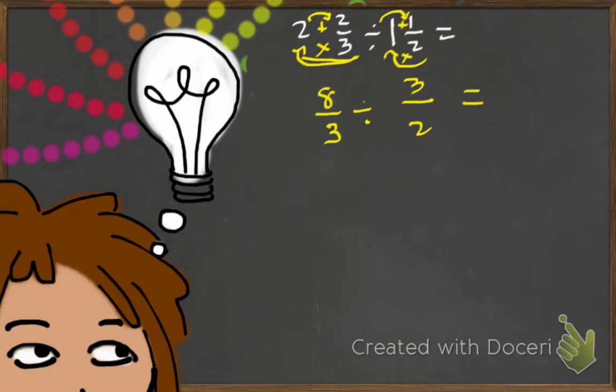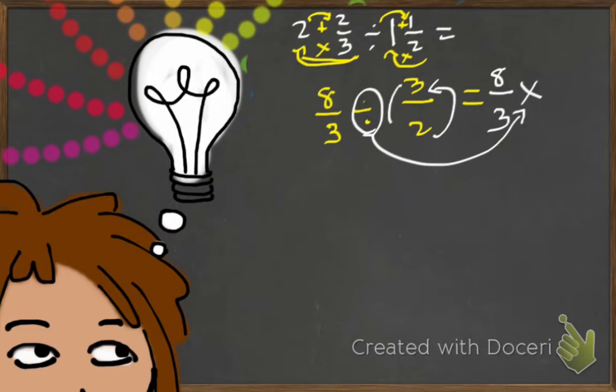So we have here 8/3. The next thing we will do is we are going to get the reciprocal. So this division sign, we will change it into multiplication sign. And we flip this, we get the reciprocal. So times 2/3.